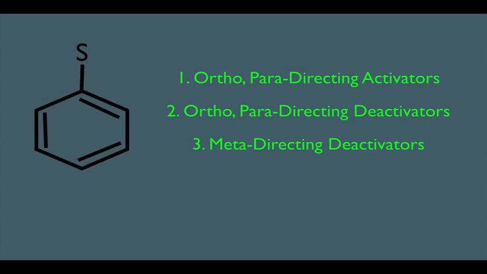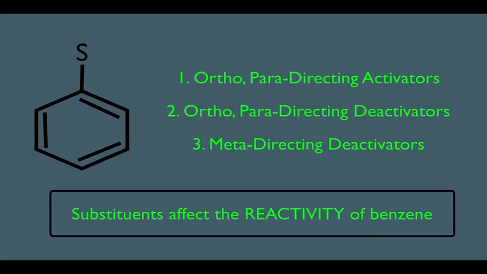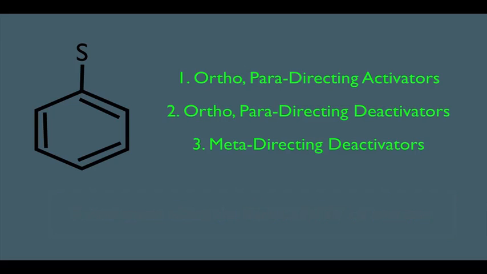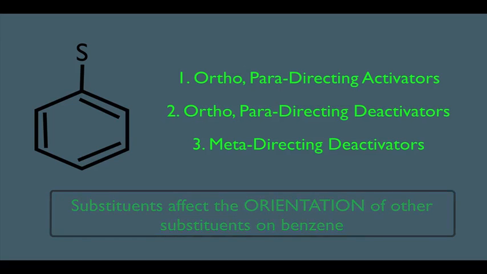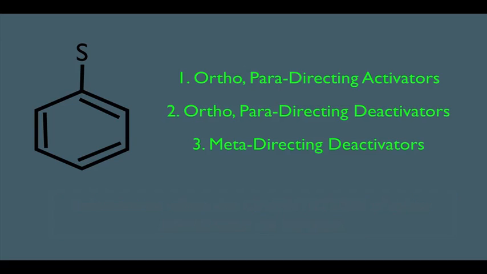In this online lecture, we're going to talk about the second type of substituent, and that is the ortho-para-directing deactivators. If you remember from the previous online lecture, we saw that substituents can affect the reactivity of benzene, and we also remember that substituents can affect the orientation of other substituents being added to benzene. These are our really big picture points here. So let's do our analysis like we did with the first group to this second group here.